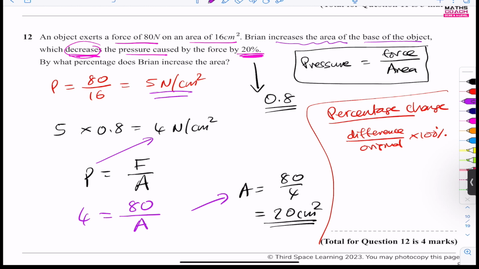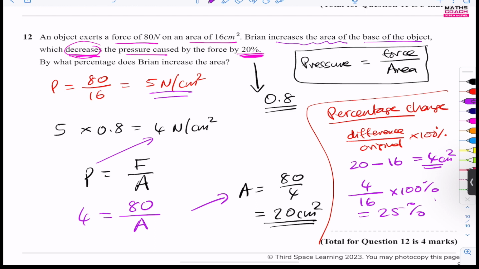So what's the difference? Well, for the area, we're working it out, right? So to work out the difference, we do 20 minus our original, which was 16. So the difference is 4, okay, 4 centimeter squared. So we do 4 divided by the original area, which was 16, and then we times it by 100%. And that gives us 25%. So we need to increase the area by 25% to decrease the pressure by 20%.